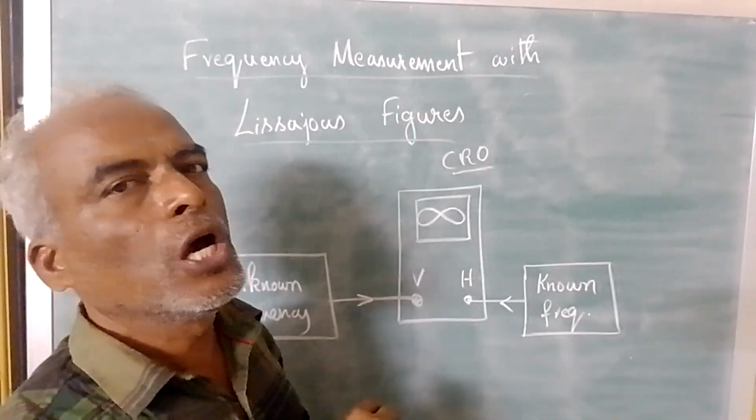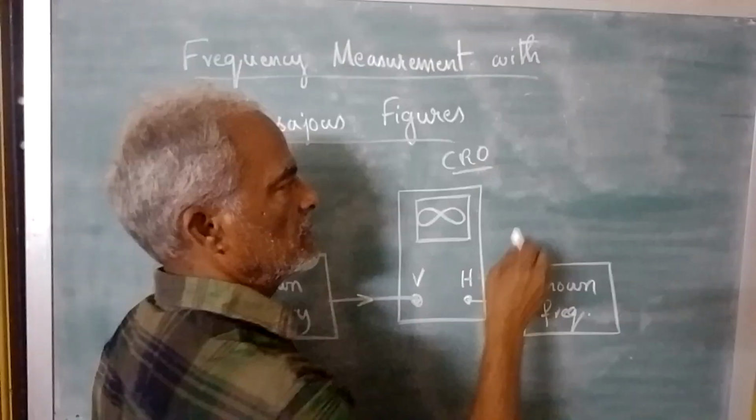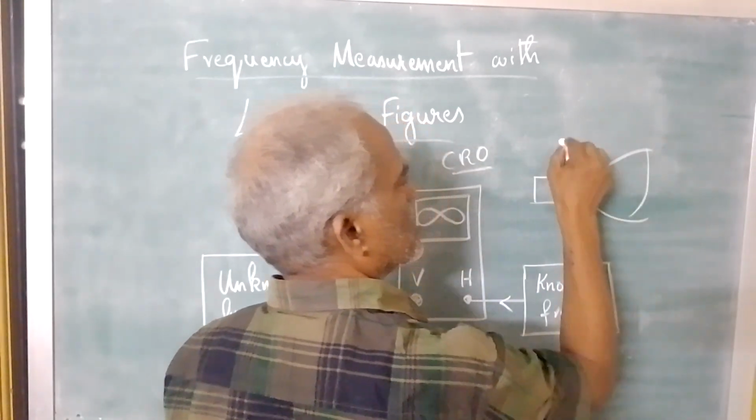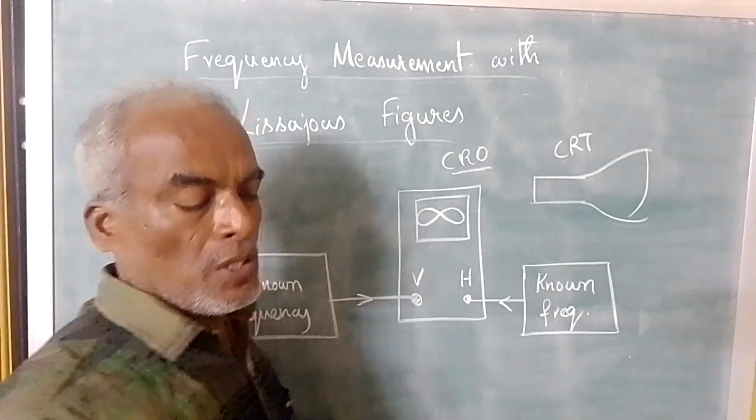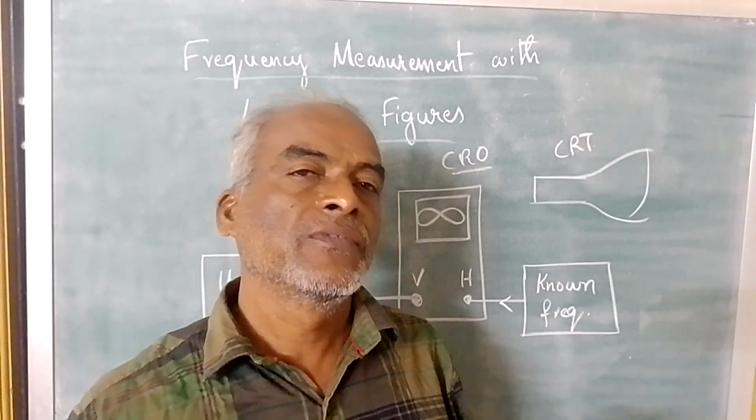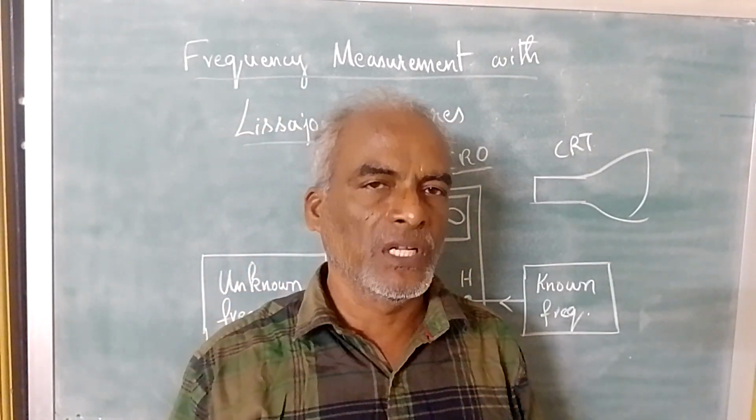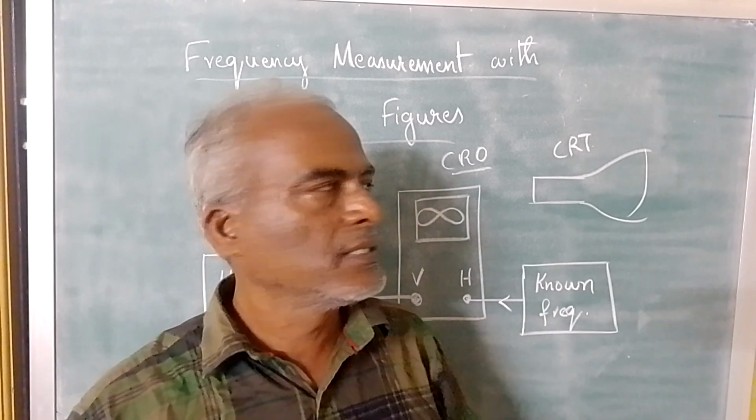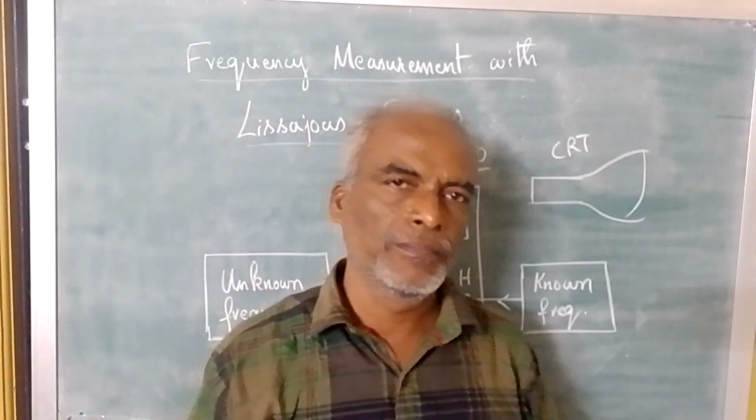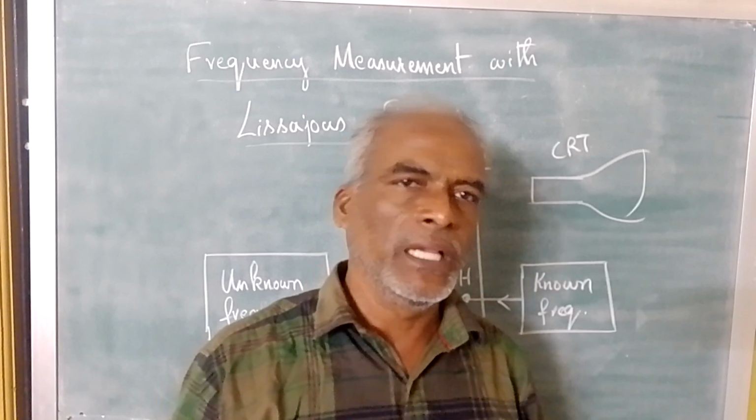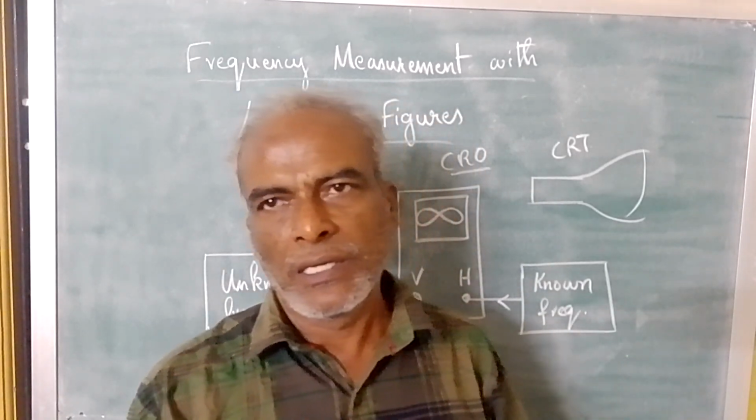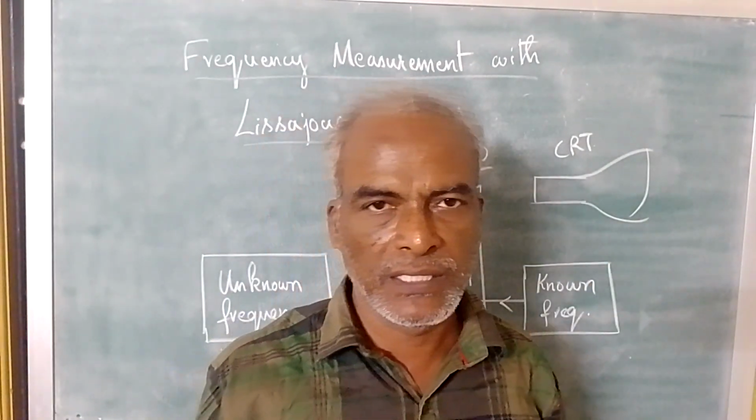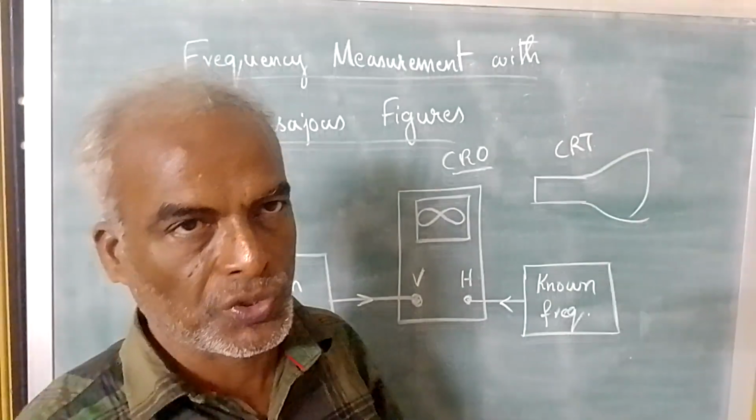So, inside a CRO, the main component is the CRT, cathode ray tube. This cathode ray tube has vertical deflection plates and horizontal deflection plates. Generally, the horizontal deflection plates are given a sawtooth waveform. To the vertical deflection plates, we give the unknown signal as the input, and we can see the pattern on the screen. This is how a CRO is used.